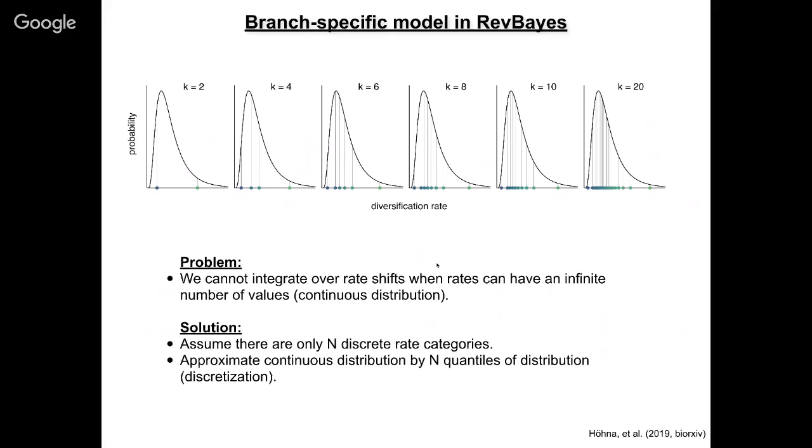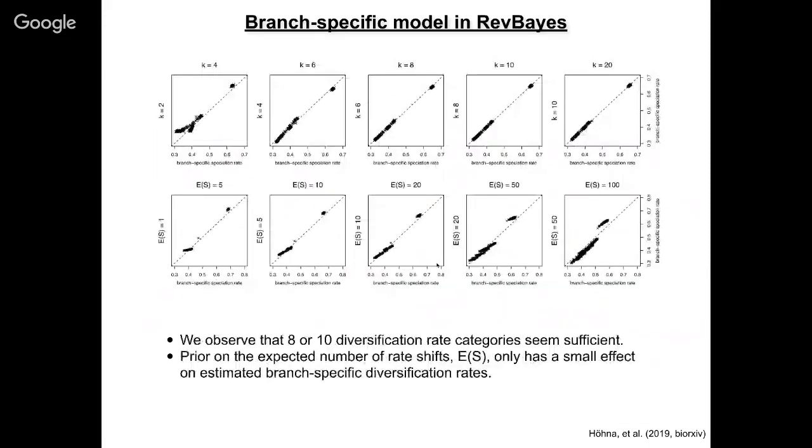So the trick in that is that we then can actually numerically integrate over all the possible rate categories, but the downside is the more rate categories that we're using, the slower the software will be. We performed then a set of analyses estimating on the primate phylogeny, seeing how the branch-specific speciation rates are affected by the choice of the speciation and extinction rates.